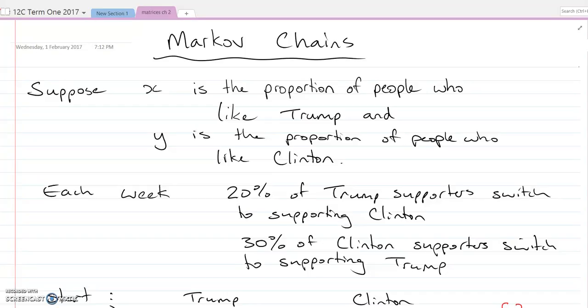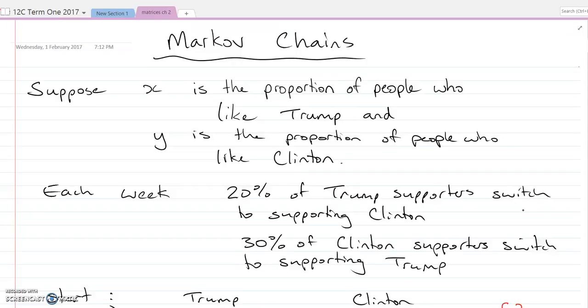Okay, now each week, let's say in this example, 20% of Trump supporters are going to change and start supporting Clinton instead. And 30% of Clinton supporters are going to switch to supporting Trump. First off, we're going to say here that there's only two people you can support. You can only support Trump or Clinton. So it's a simplified version of reality.